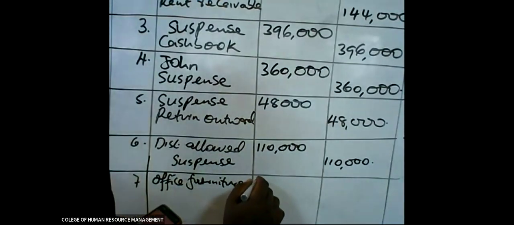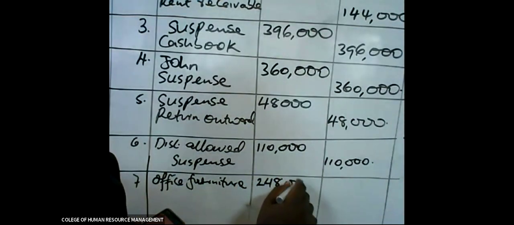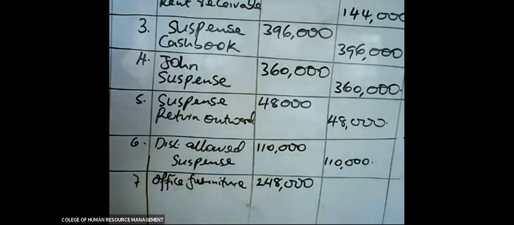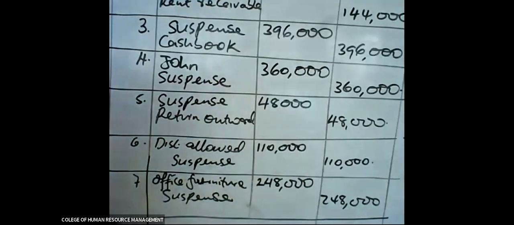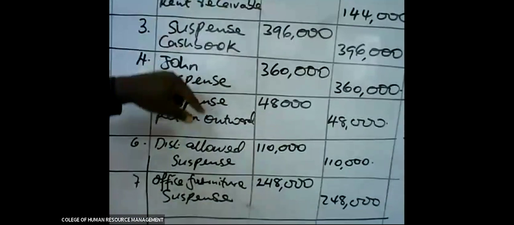$248,000. And because it was credited in the cash book, now we cannot credit again. So the account to be credited now will be suspense, $248,000. And those are the journal entries.